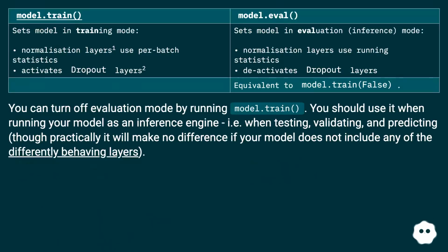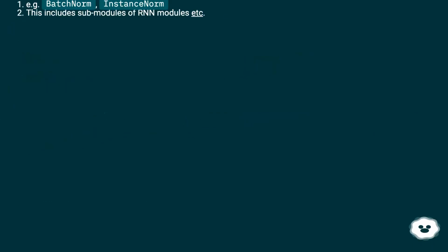You can turn off evaluation mode by running model.train. You should use it when running your model as an inference engine, i.e. when testing, validating, and predicting, though practically it will make no difference if your model does not include any of the differently behaving layers, e.g. batch norm, instance norm. This includes submodules of RNN modules, etc.